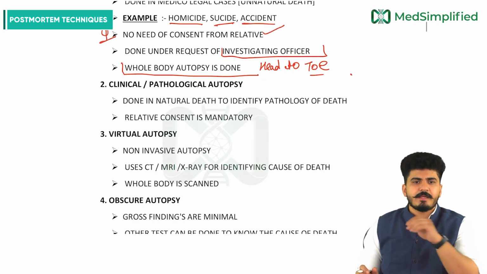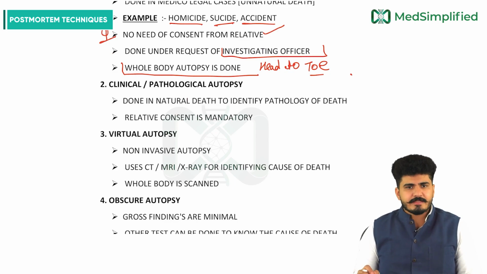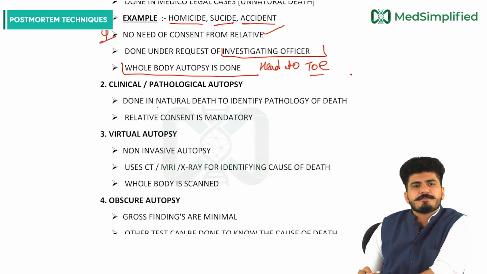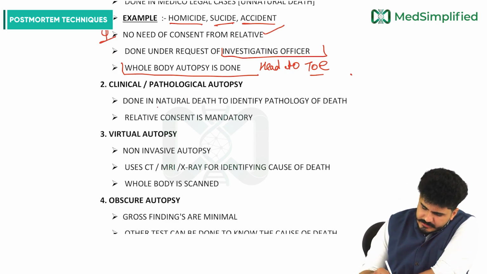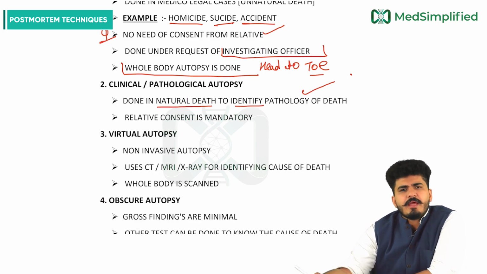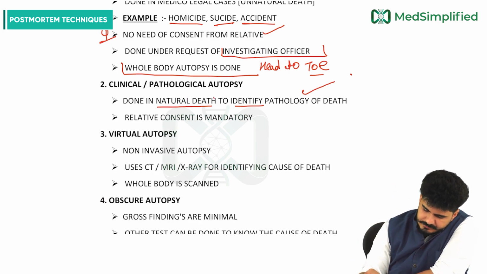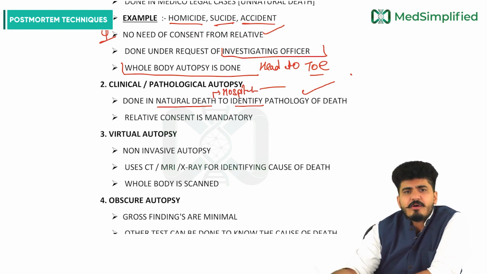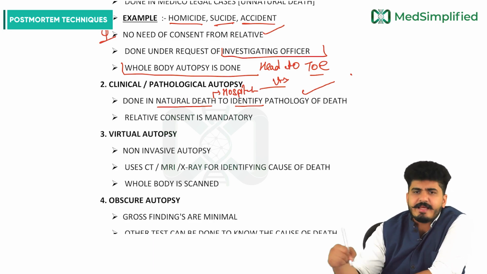Now coming to the next type of autopsy, that is the clinical or pathological autopsy. This is done in case of natural death to identify the pathology of the death. It is done in case of natural death, meaning the person was hospitalized and died. A person was under medication and the person died.